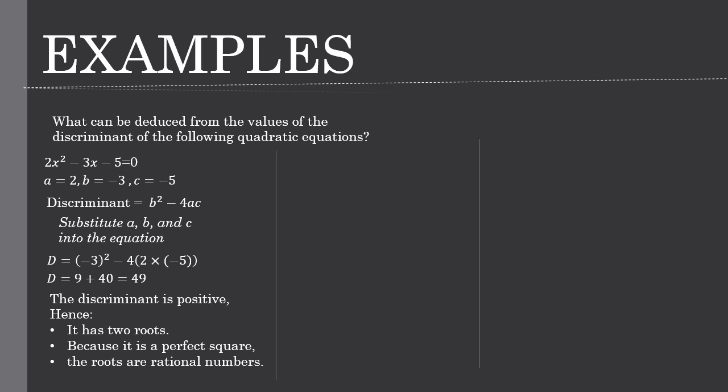Now observe, 49 is a perfect square. So as a result of that, it's pointing to the fact that the roots will be 2. That means we are going to have 2 roots, and the roots are going to be rational numbers. Rational numbers are numbers that can be expressed in terms of fraction. Please pause the video and look at these examples as well before we proceed.